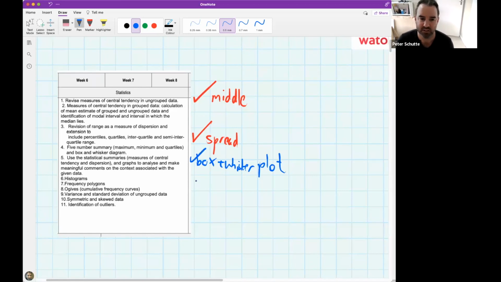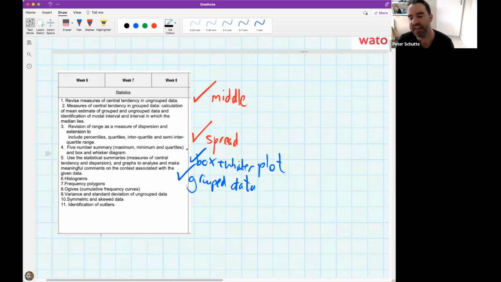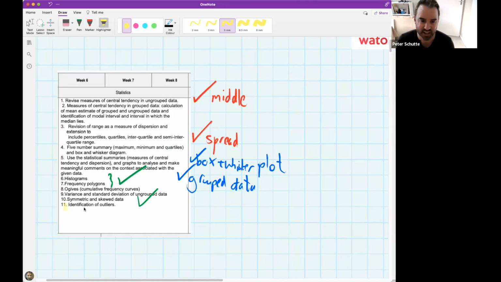Then the fourth lesson is going to be about grouped data. So how do we group data into intervals? The fifth lesson is going to be about a different type of graph called histograms and frequency polygons. And the sixth lesson will be about something called ogives, or cumulative frequency curves. So that's the 6 lessons that we will do. We'll also talk a little bit about outliers, like what is an outlier? We'll also talk about what it means for data to be symmetric or skewed to the right or the left.